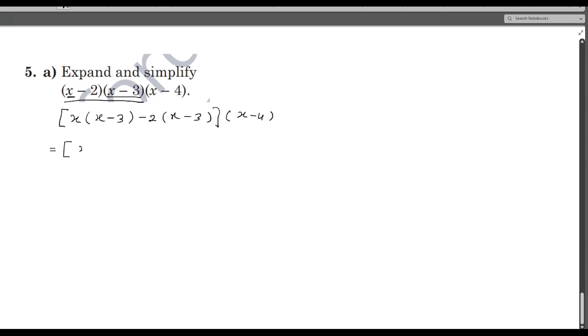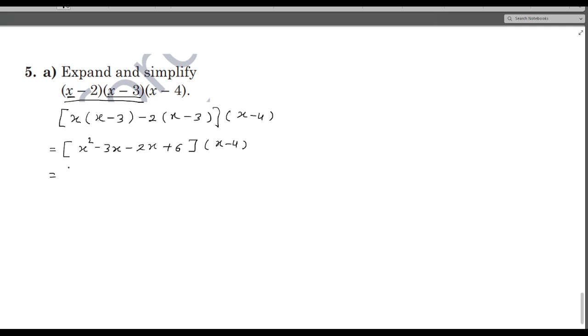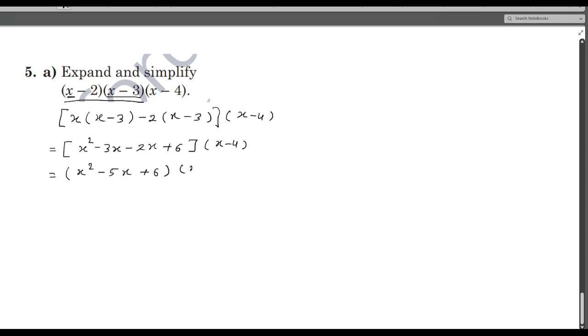So here I will use the distributive property. x times x will give me x square, and x times minus 3 will give me minus 3x. Minus 2 times x will give me minus 2x. Okay, this is 3x, not 36, sorry, this is 3x. Minus 2 times minus 3, minus minus is plus, so 2 times 3 is 6. Here x minus 4 will remain as it is. Now your first bracket is x square minus 5x plus 6, and here it is x minus 4.